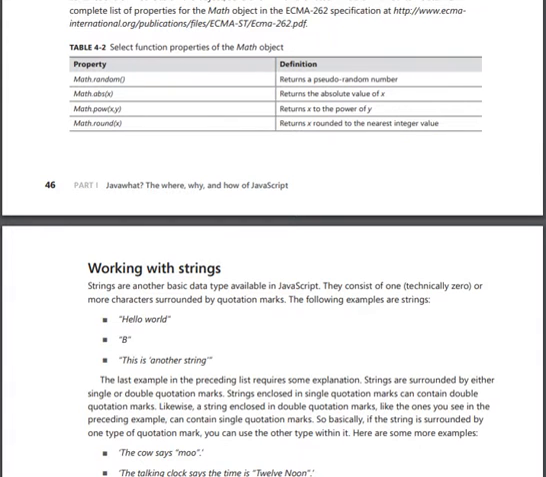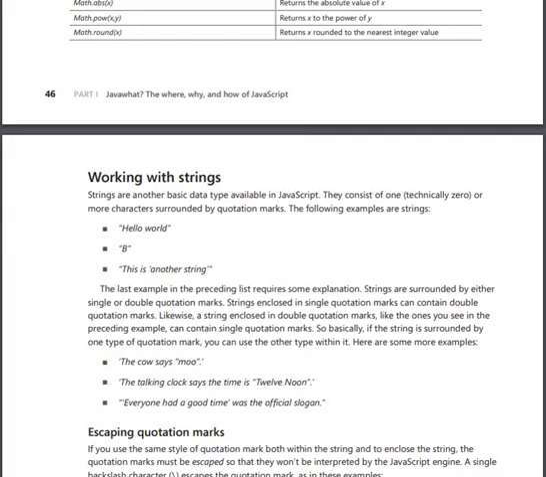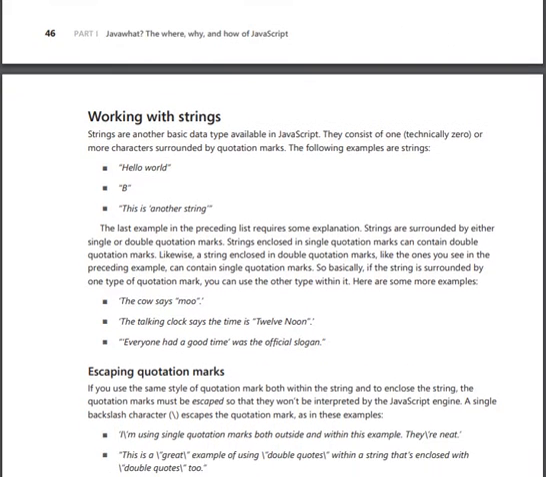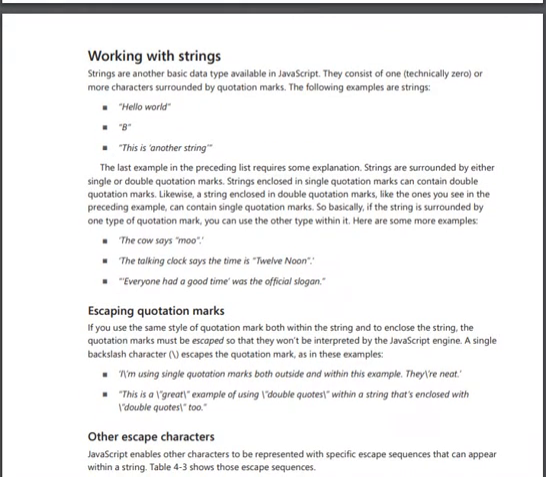Working with strings. Strings are another basic data type available in JavaScript. They consist of one, technically zero or more characters surrounded by quotation marks. The following examples are strings. "Hello world", "this is another string", "The cow says moo", "The talking clock says the time is 12 noon", "Everyone had a good time" was the official slogan.